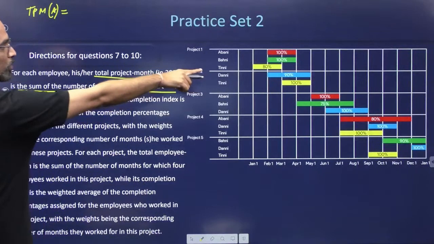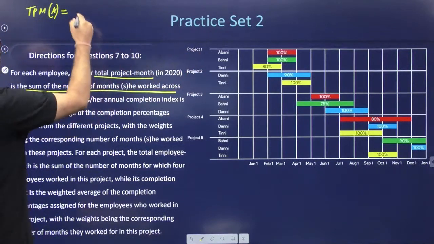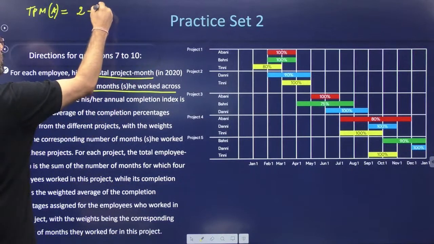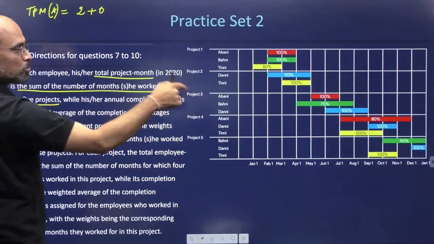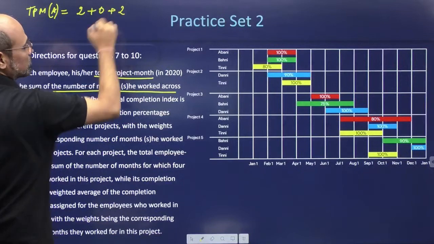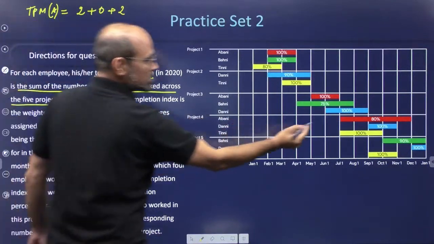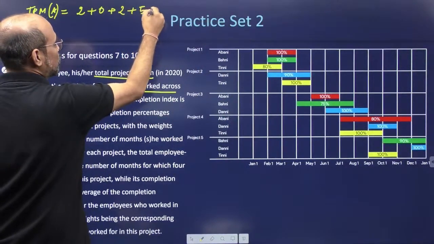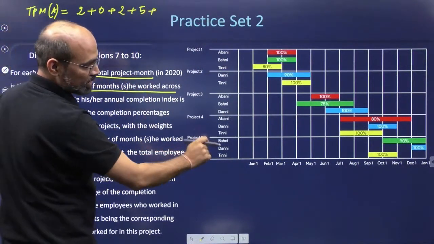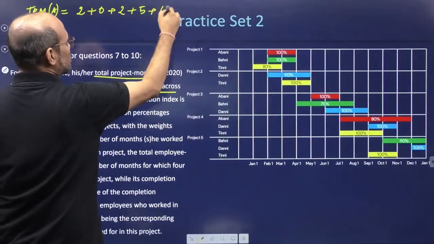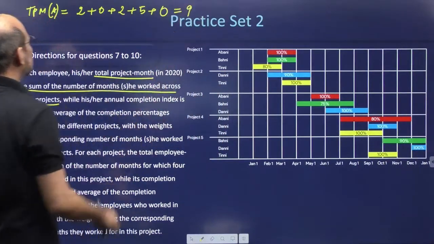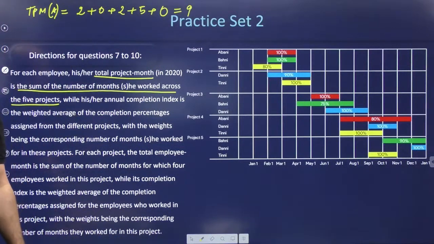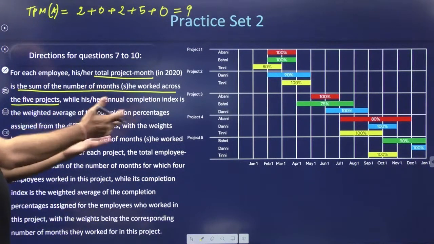So if I talk about project 1, A worked for 2 months. If I talk about project 2, did not work at all. Project 3, worked for 2 months. If I talk about project 4, this is 1, 2, 3, 4, 5, so those are 5 months. If I talk about project 5, did not work at all. So we can say that the total project month of A is 9. In other words, A worked for 9 months.